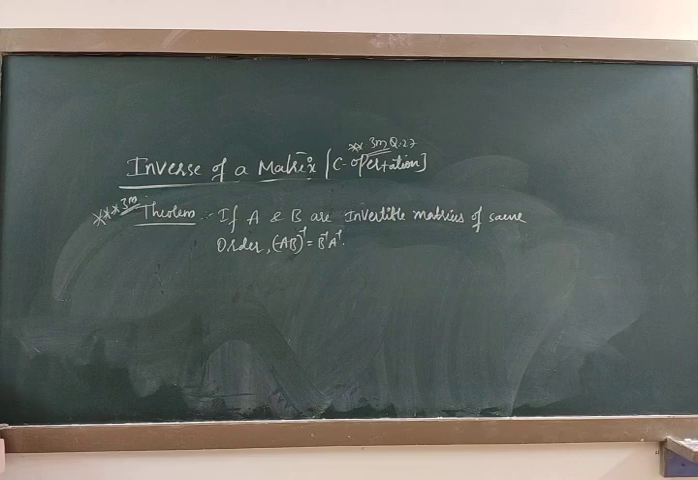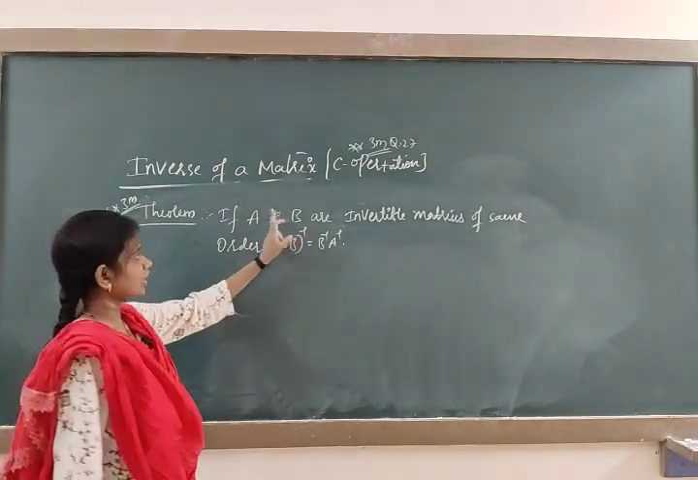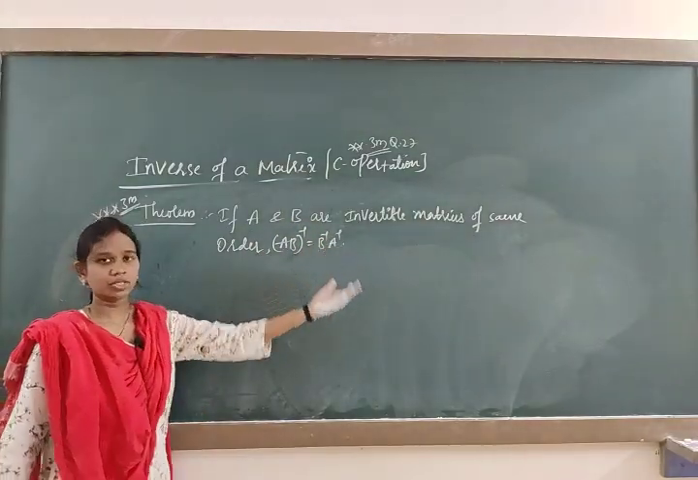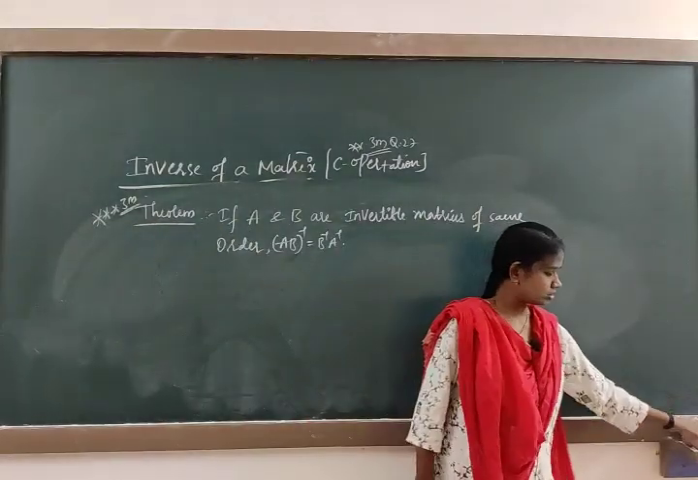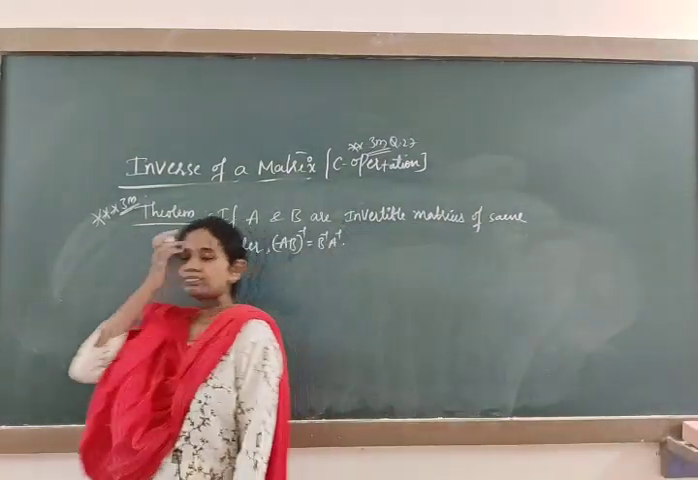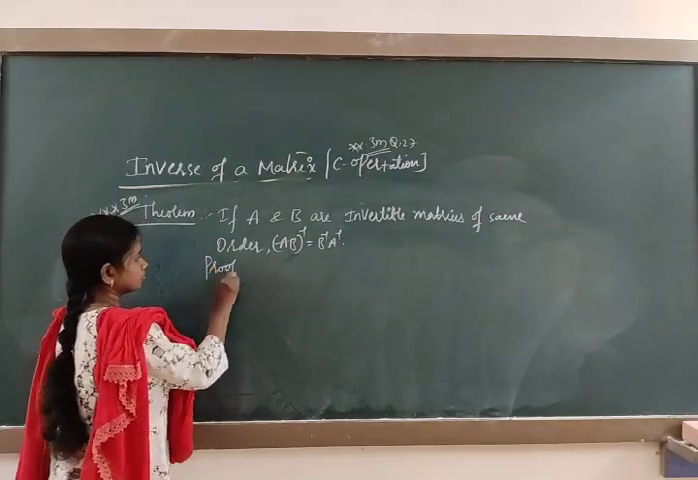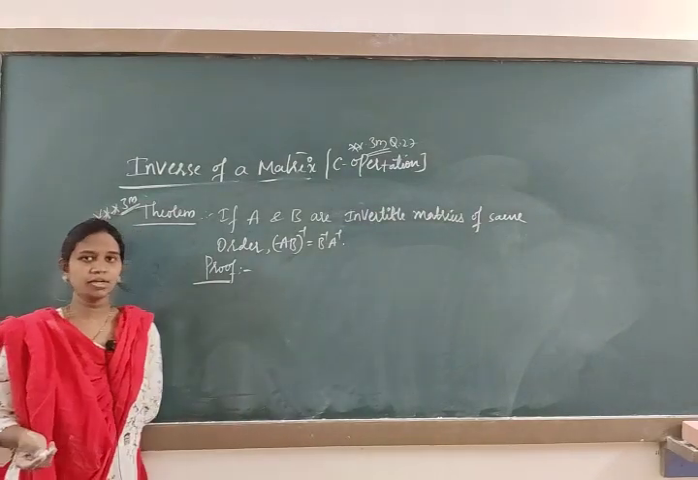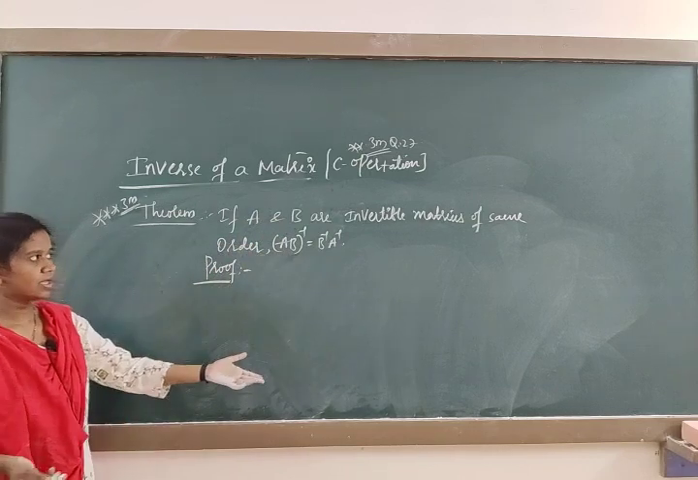Proof. Statement: A and B are invertible matrices of the same order, then AB whole inverse equal to B inverse into A inverse. We will have the proof for this. So what are they telling? A and B are invertible matrices, which means A inverse will exist and B inverse also exists.